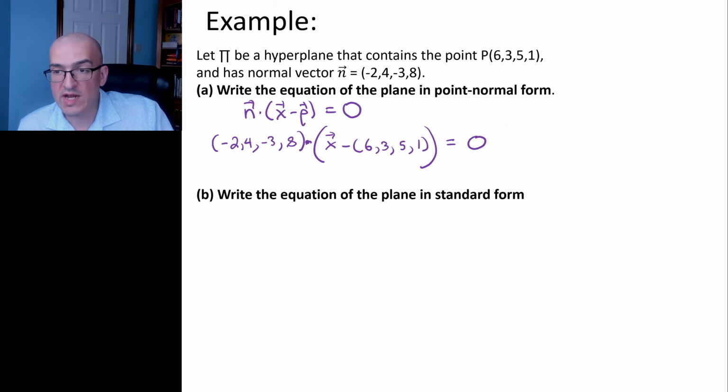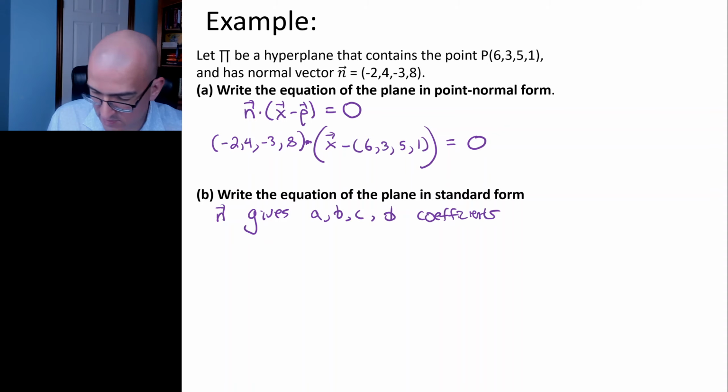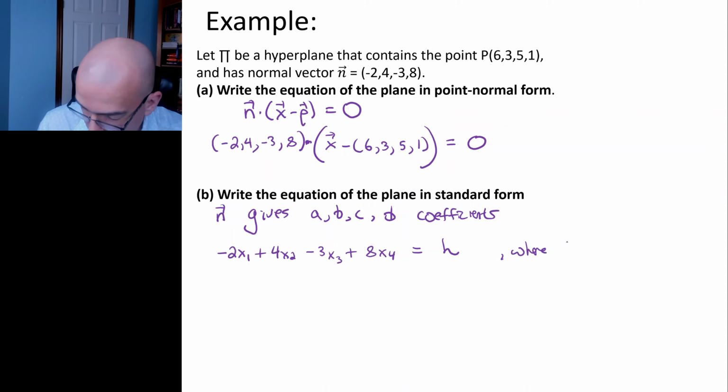Now I'll write the equation of the plane in standard form. N gives A, B, C, D coefficients. So that's going to be -2x1 plus 4x2 minus 3x3 plus 8x4 equals h, where h is equal to n dot p.